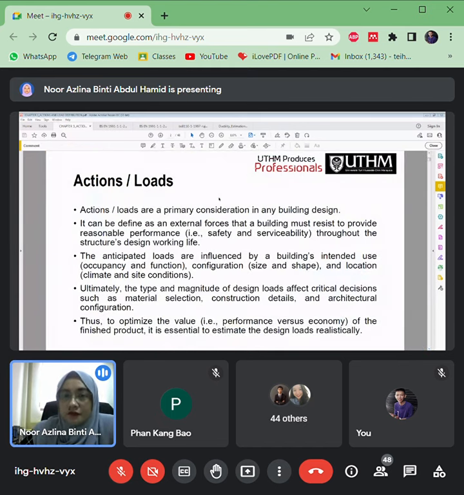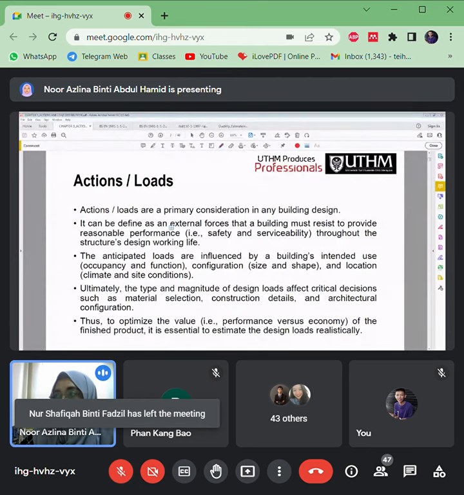First of all, you need to understand what actions are and what load is, where the loads come from. This is a very important thing to consider during the design process. Load is also defined as an external load.